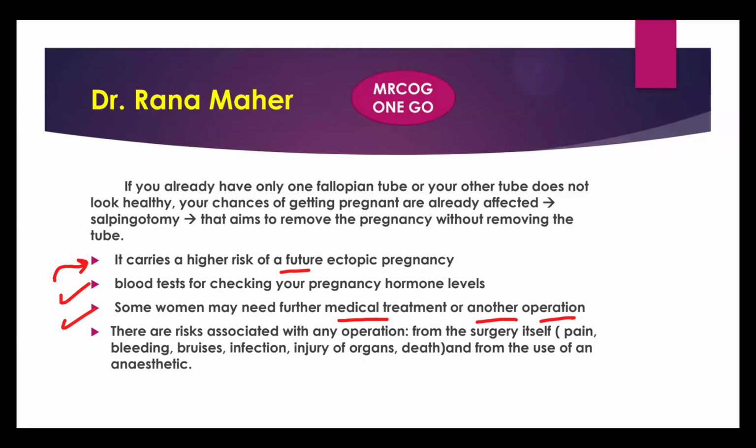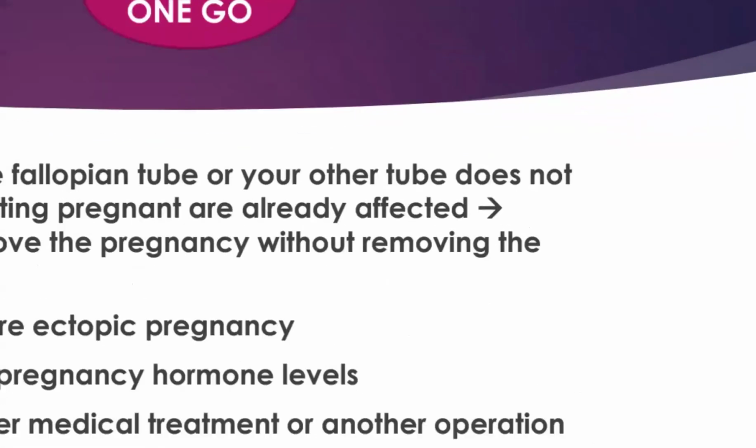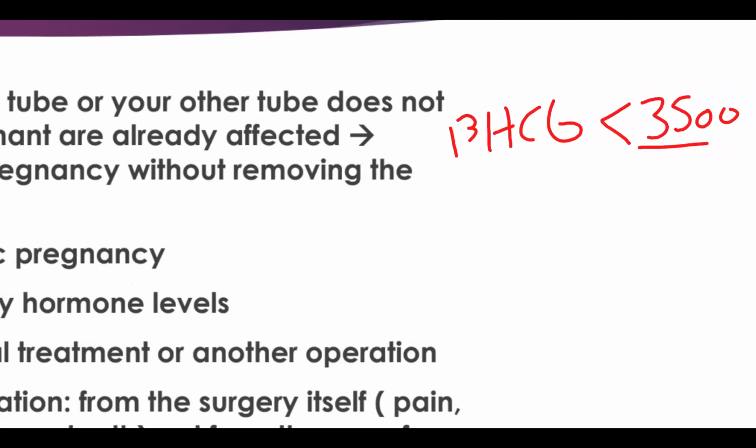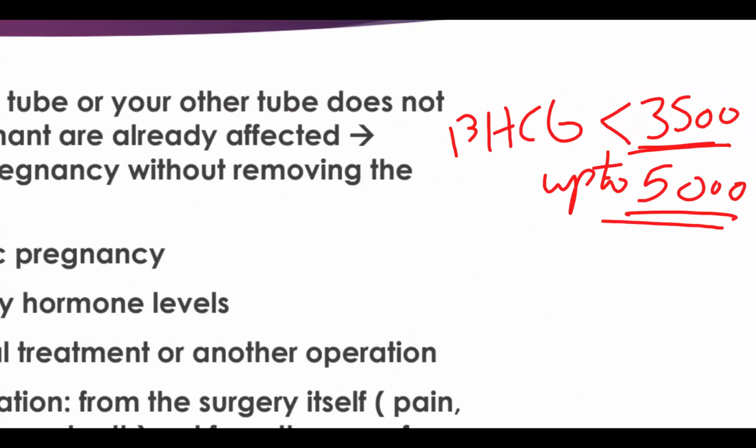So when to offer the medical management? For the medical management, the patient has to fulfill all the criteria, not only one criterion. Number 1, the beta-HCG, I will write it here. The beta-HCG has to be less than 3,500. This is the best option, up to 5,000. So if all the criteria are there, we can offer her the medical up to 5,000. And take care, it's written like that in the guideline.